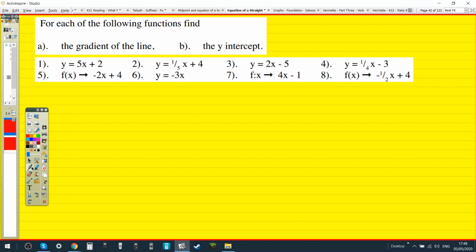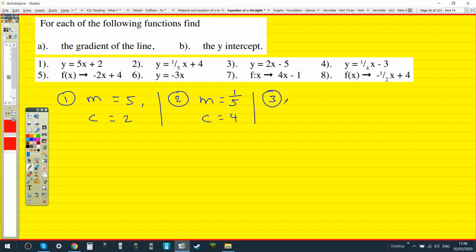Okay, so first one, what is the gradient? The gradient is 5. And the intercept is 2. How about question 2? The gradient is 1/5, and the intercept is 4. Question 3? The gradient is 2 and the intercept is 5. Something's missing. Minus 5. Yes. That's good.